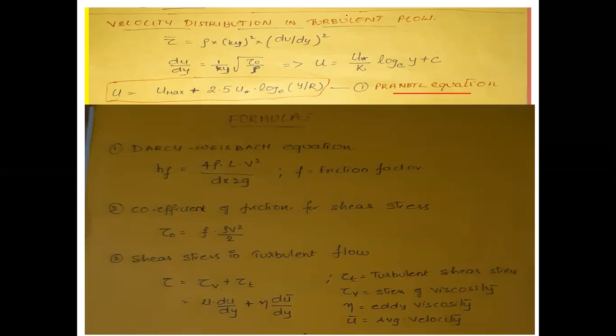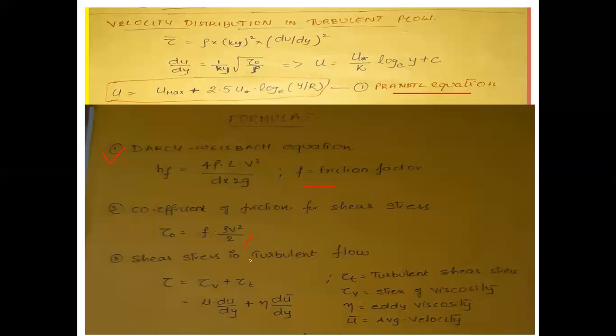In the initial classes, we discussed the first one, the Darcy-Weisbach equation. HF, head loss, is equal to 4 into F into L into V square by 2 D into 2G, where F is the friction factor. The friction factor will change according to the velocity distribution. Next, the coefficient of friction for the shear stress: tau naught is equal to F into rho V square by 2.